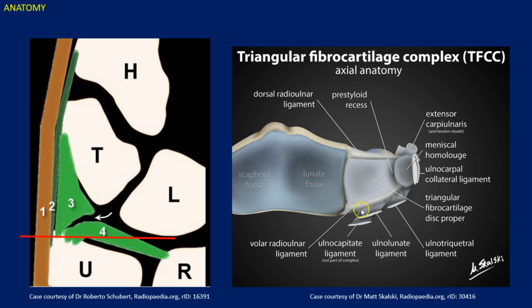The dorsal and volar radio-ulnar ligaments, the central disc proper, the superficial extensor carpi ulnaris tendon with its sheath, the meniscal homolog deep to the tendon, and in between the two, an ulnocarpal collateral ligament. So again, all of this anatomy is the triangular fibrocartilage complex. The TFC itself is really just the disc proper, which is one part of this anatomy.